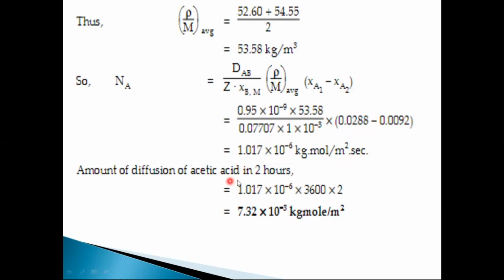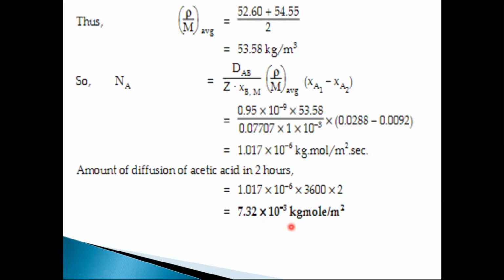This is the amount of diffusion of acetic acid. This is per second, but we have to calculate per 2 hours. So for an hourly basis, we multiply by 3600. First we convert meter square second to hour, and after that we calculate for 2 hours. So NA is equal to 1.017 into 10 raised to minus 6 into 3600 into 2. That is 7.32 into 10 raised to minus 3 kg mole per meter square.